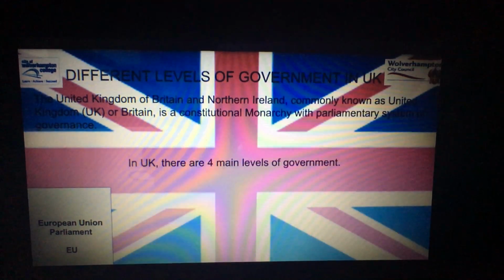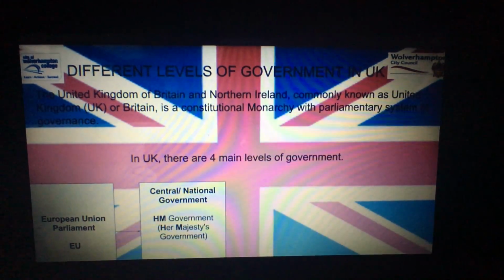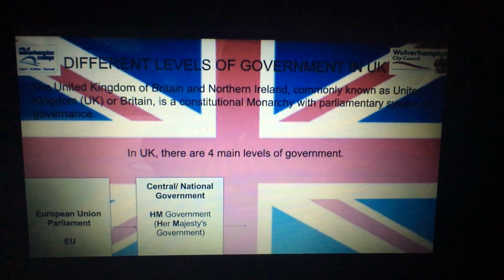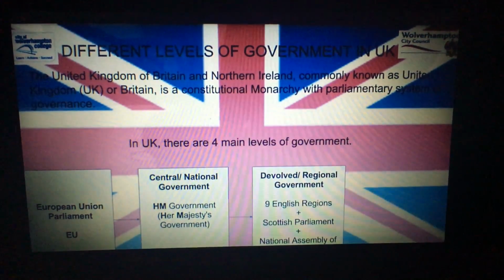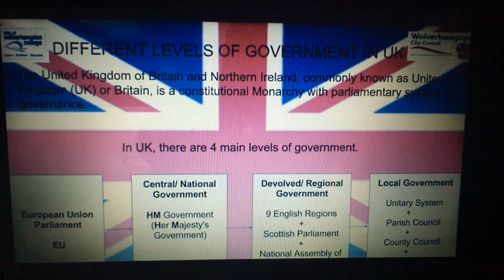These are the European Union, Central National Government, devolved or regional government, and the local government.